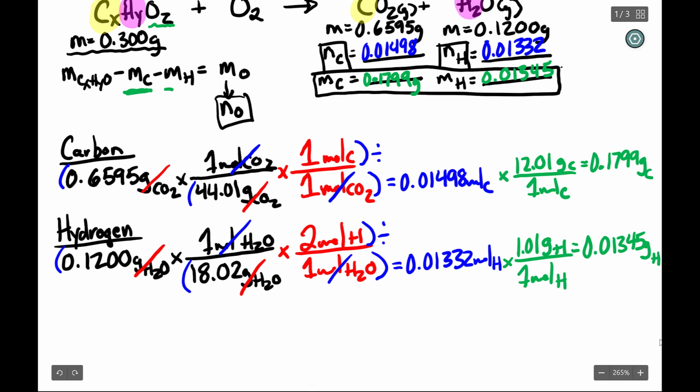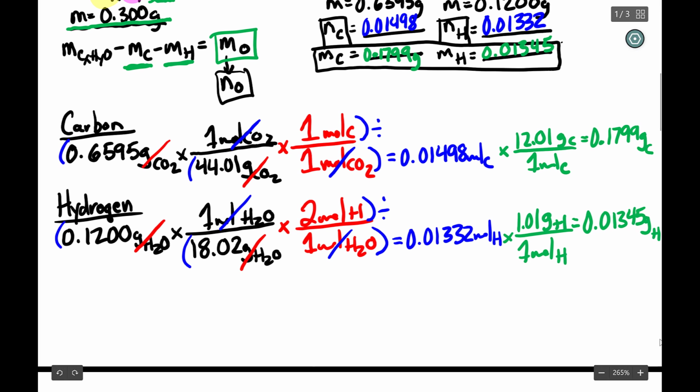What we have done by doing this green step is I have now figured out the mass of carbon. I figured out the mass of hydrogen. We have the mass of the compound. If I subtract the carbon and hydrogen away from the compound, I'm going to be ending up with the mass of oxygen. So let's do that down here.